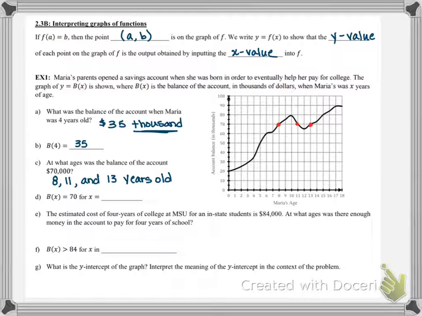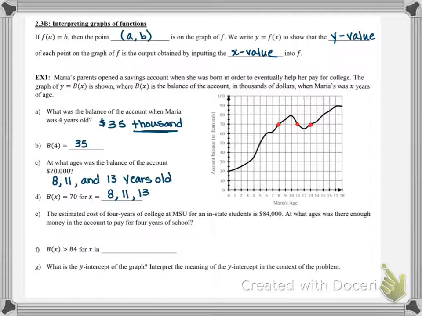Say it louder so everybody can hear you. 8, 11, 13. So again, we're just asking the same question that we asked in part C, but using function notation rather than the context. Be really careful with these things that have commas between them because, if you put parentheses around them or brackets, it turns it into an interval.